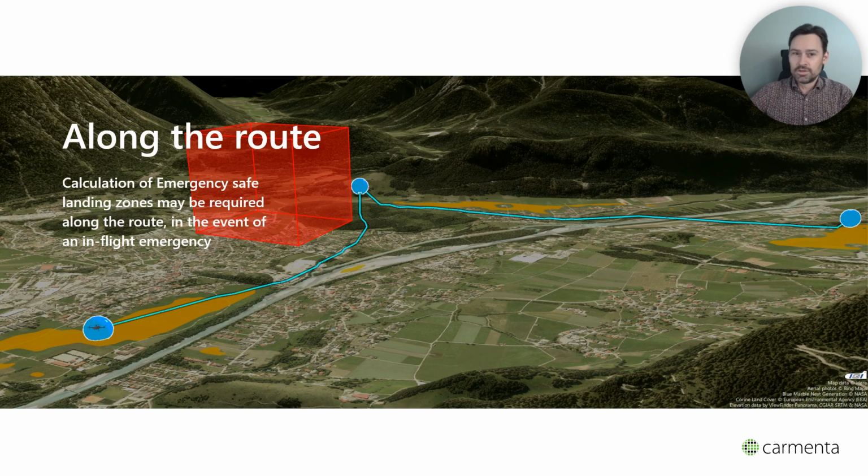It can also be important to be able to identify safe landing zones along the route in case of an emergency during a flight. Here we need to ensure that a safe landing zone can always be reached, and that the drone can be recovered in case of an emergency. And if we don't find a safe landing zone within the desired distance around the route, then we might need to adjust the route.